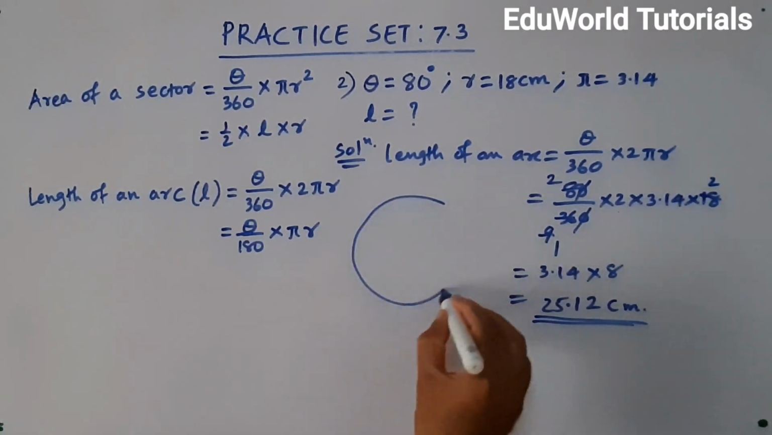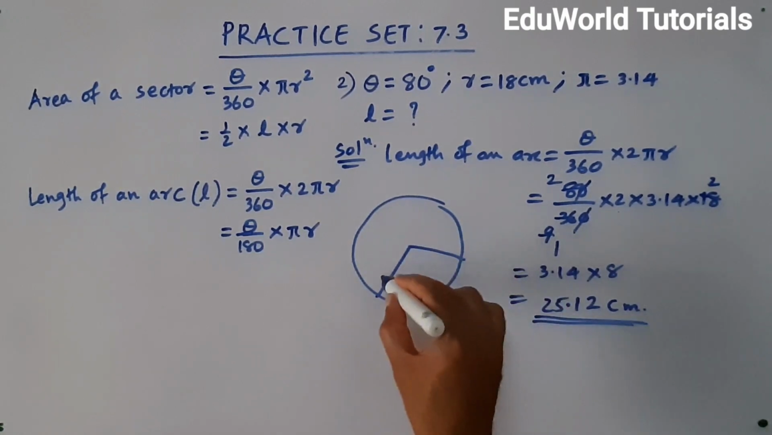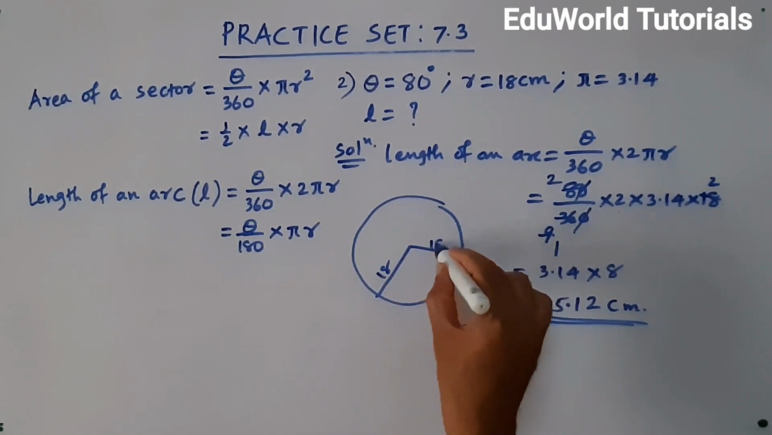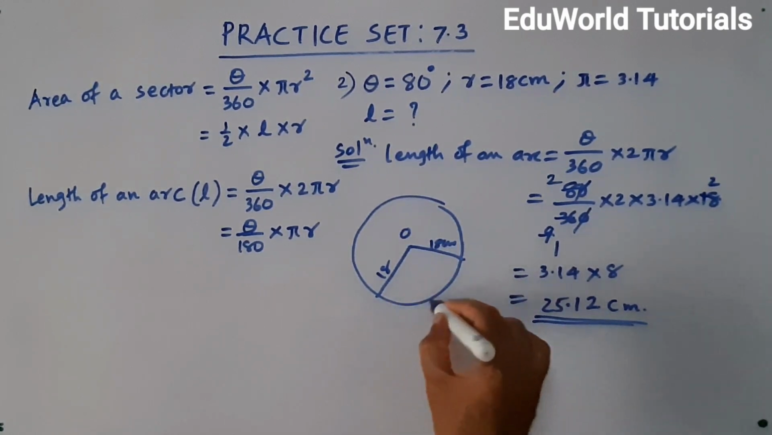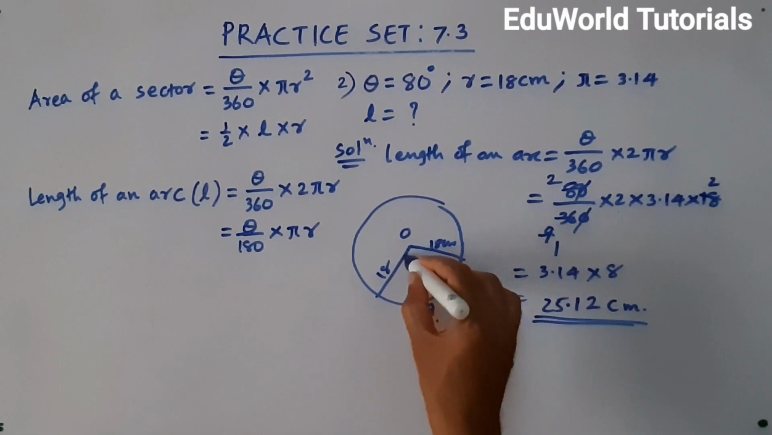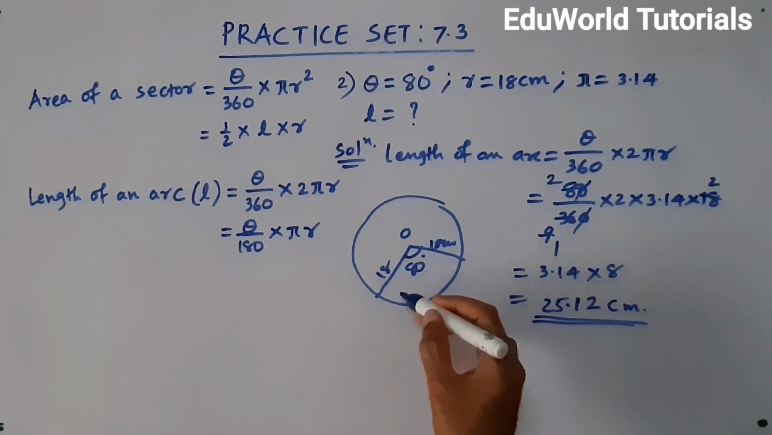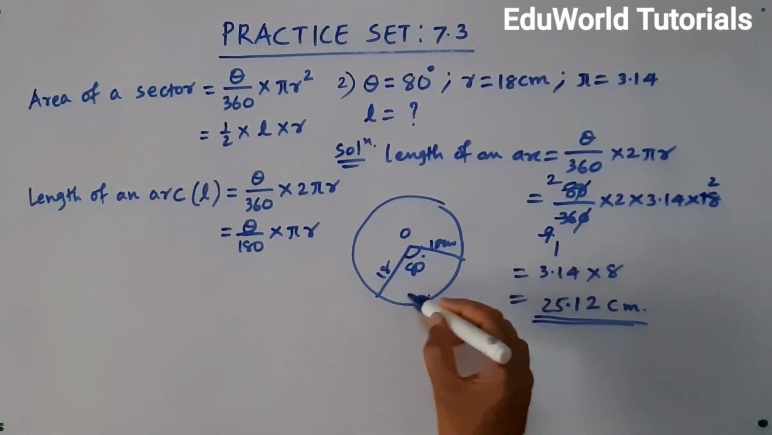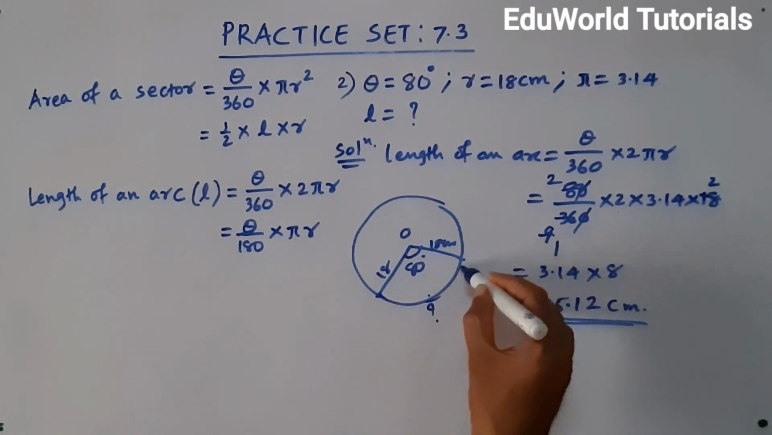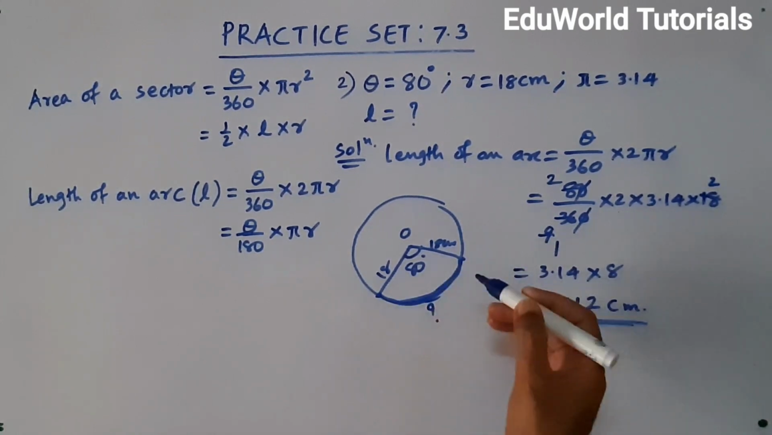You understand that length of an arc is nothing but, if I take this radius to be 18 centimeter, this radius to be 18 centimeter, radius of the same circle. Say O is the center, and this is the length of the arc. That is what we have to find when the center angle is 80 degree. So we don't have to find the area of the sector, but we have to find the length of this arc. From here to here, what is the total length of this part of the circumference? That is the length of the arc.